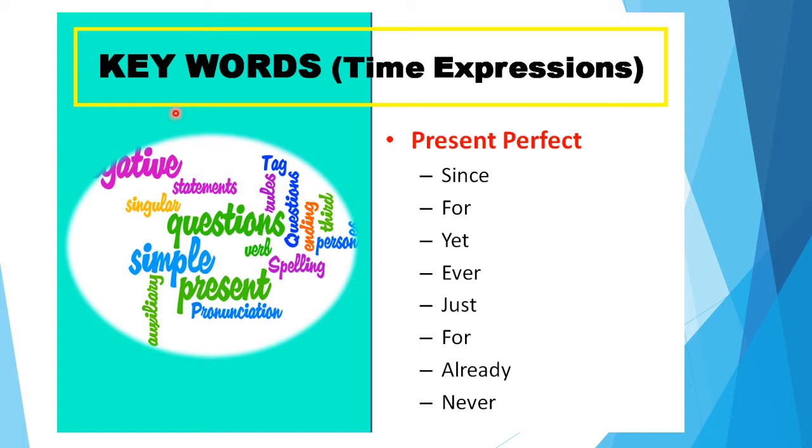Now, let's see the keywords or time expressions. You can use them with present perfect: since, for, yet, ever, just, already, never. In Unit 10, we took ever. In this unit, we are going to take never. But in Unit 11 and 12, we are completing the others.